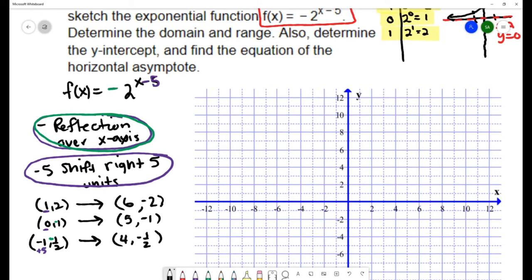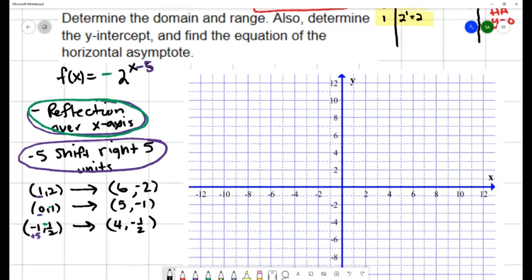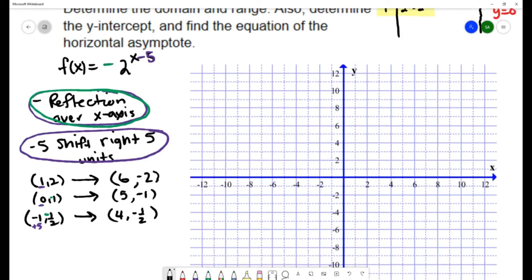So that's what happens to those specific points. Let's take a look at them. We've got (6, -2), (5, -1), and (4.5). Now, we started off with a horizontal asymptote right on top of the x-axis, and we will still have a horizontal asymptote right on top of the x-axis. The 2 transformations that we have here didn't affect that asymptote.